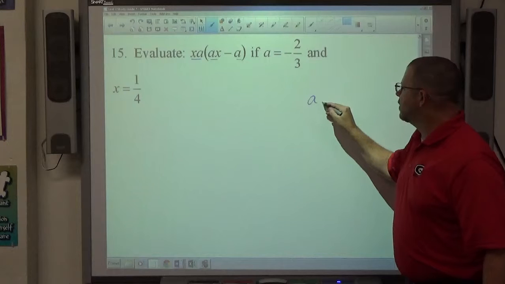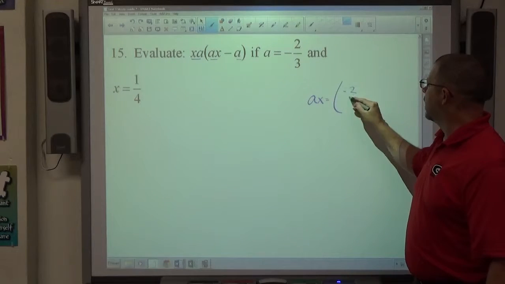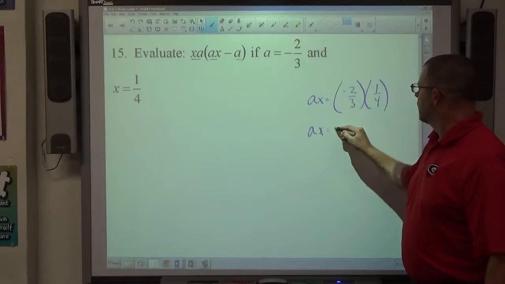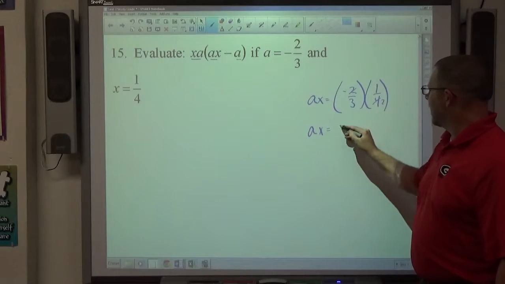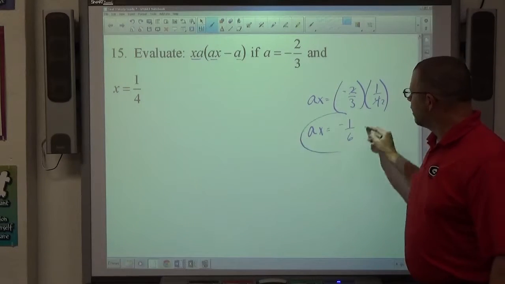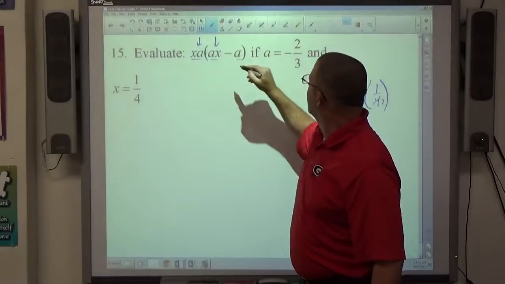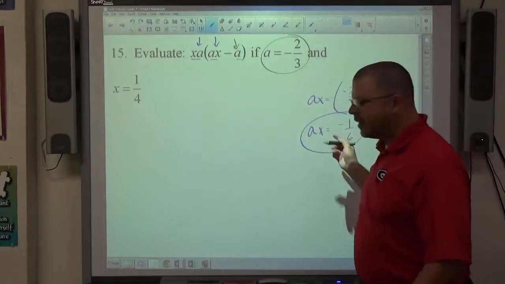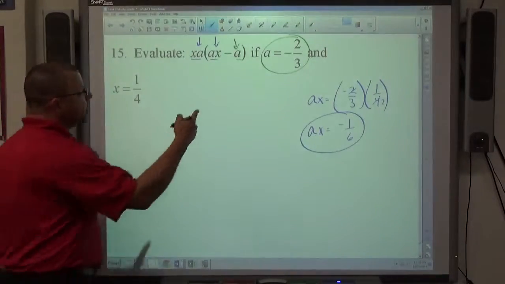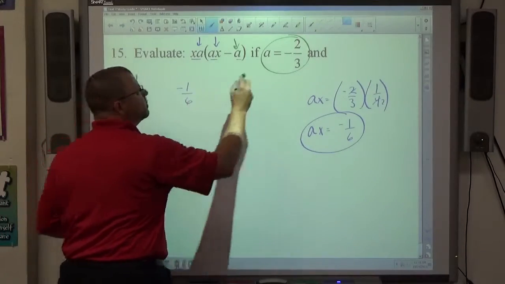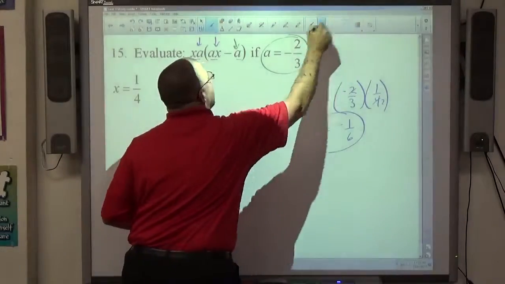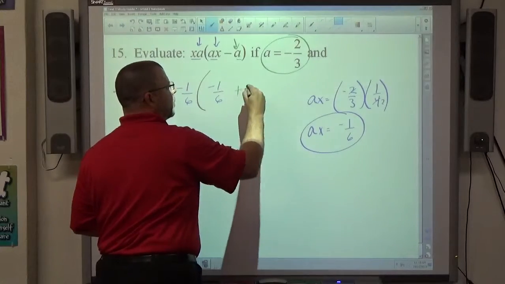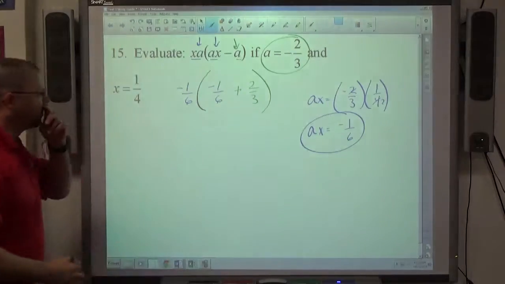So if I worry about what ax equals, ax is simply going to be a's value negative 2/3 times x's value 1/4. The 2 and the 4 reduce down, so I get negative 1/6. Negative 1/6 goes here and here, and a, which is negative 2/3, goes right there. So if I substitute in what I know, ax is negative 1/6, parentheses. This ax is also negative 1/6. Minus negative 2/3 is plus 2/3. So that'd be the first thing for me.